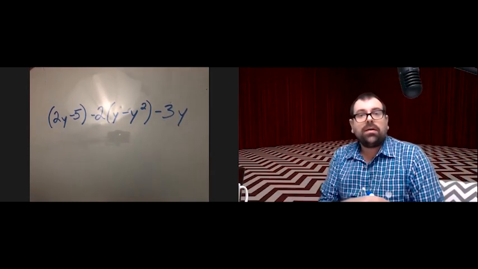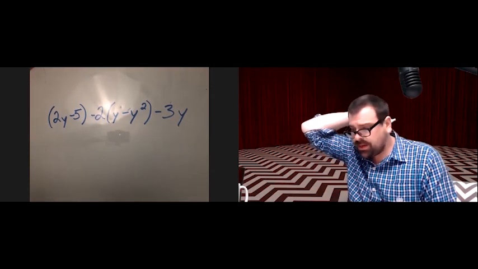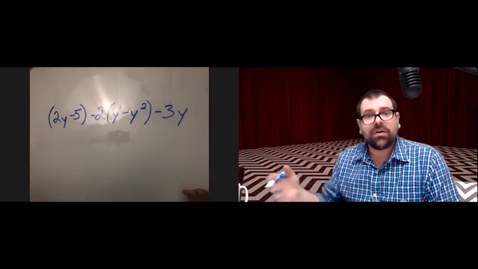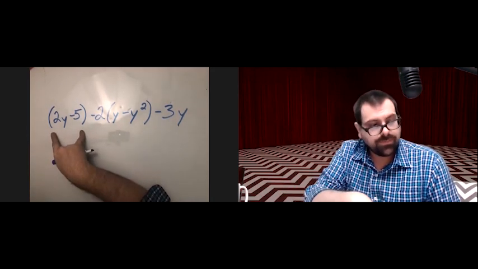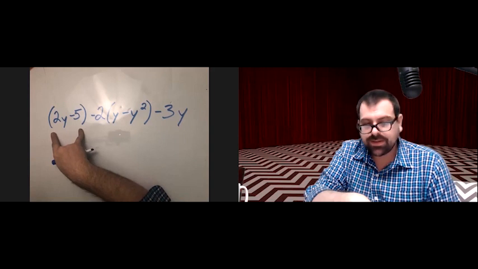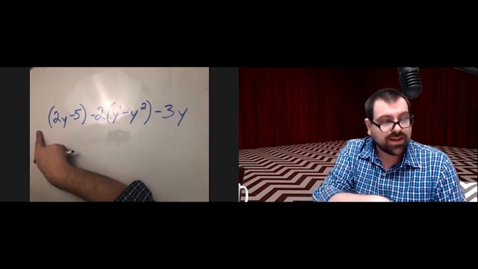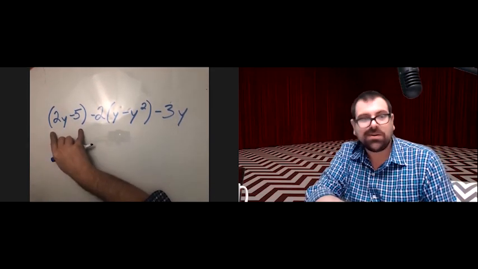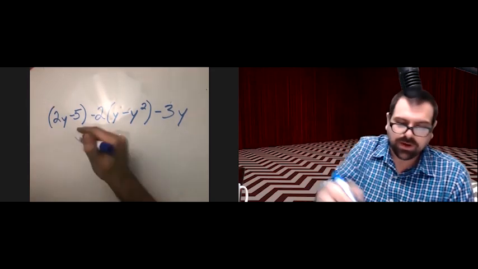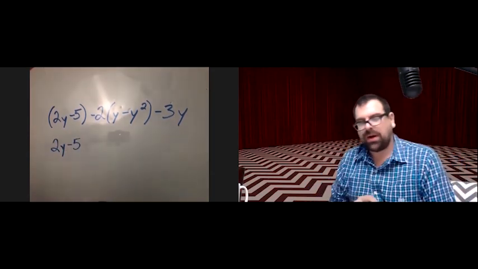Okay. Now I'm putting y's and y squareds inside parentheses, but we're going to do the same thing. We're going to simplify this. So here, this is in parentheses, but there's nothing we can do inside. There's nothing on the outside to multiply through. These parentheses are kind of here to trick you, honestly. We don't need them. Nothing's happening to the 2y minus 5.